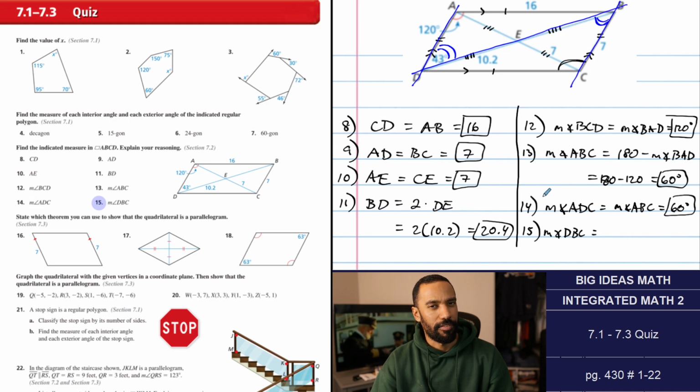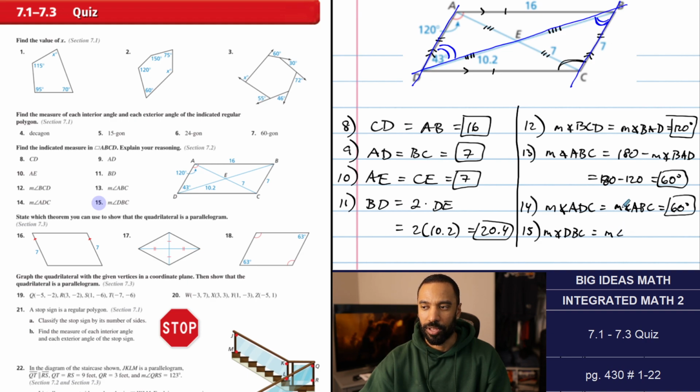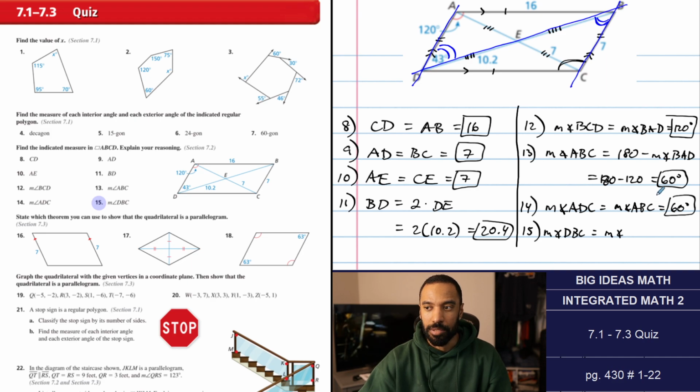This is not a property of a parallelogram. This is a property of parallel lines. Alternate interior angles are congruent. It's equal to the measure of angle BDA, which is also 43 degrees. They're both equal in measure.